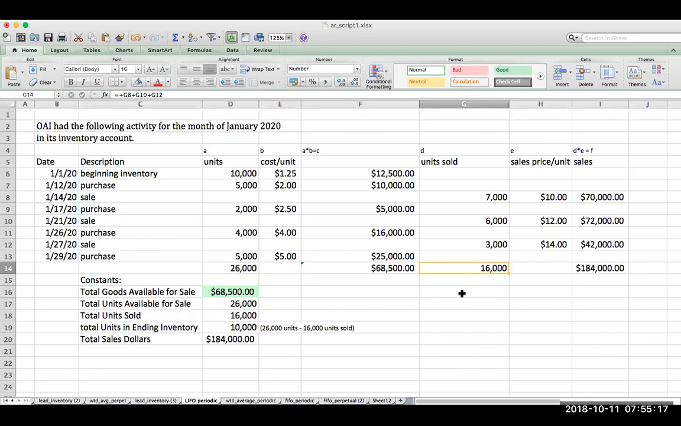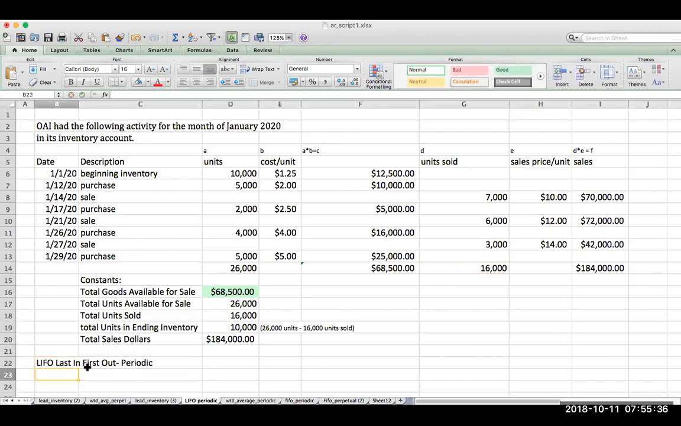The first method we are going to look at is last in, first out, or LIFO periodic. So LIFO, last in, first out, periodic.